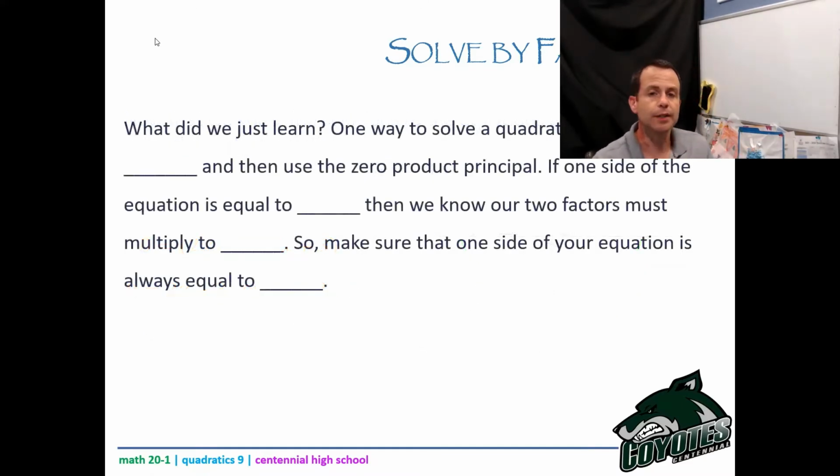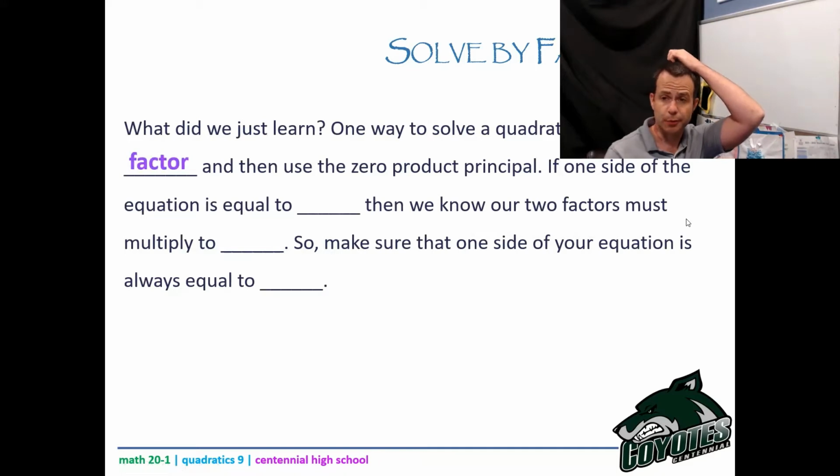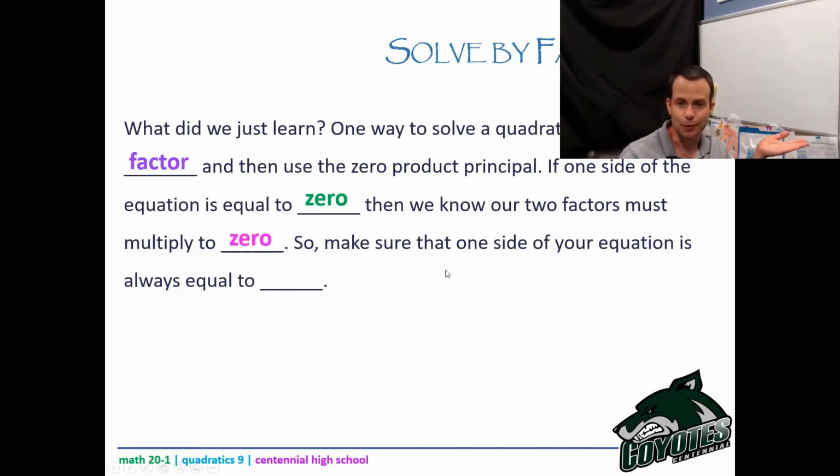Okay, so what did we just learn? One way to solve a quadratic equation is to factor and then use the zero product principle. If one side of the equation is equal to zero, then we know our two factors must multiply to zero. So make sure that one side of your equation is always equal to, are you catching the common theme here? It has to be zero or it's not gonna work, okay?